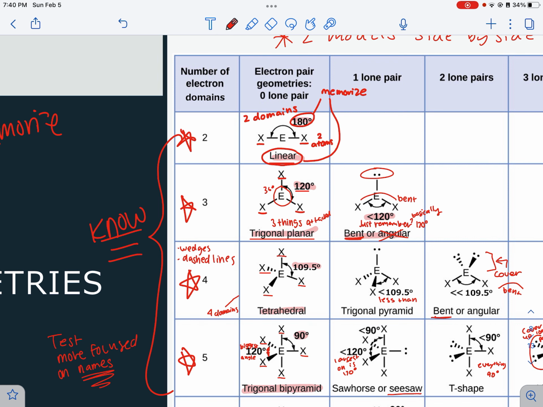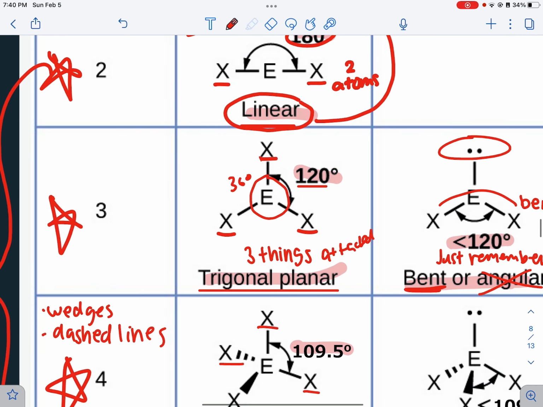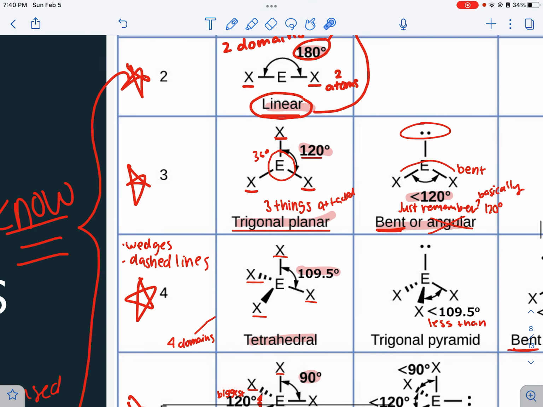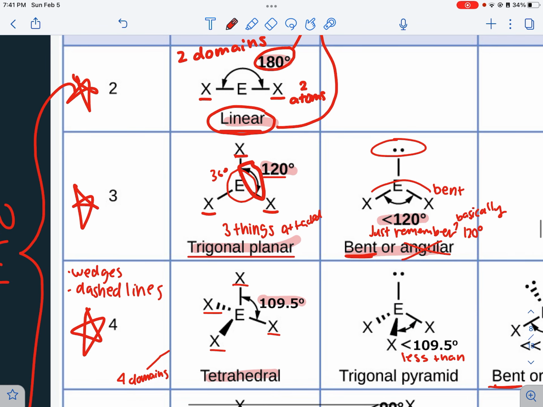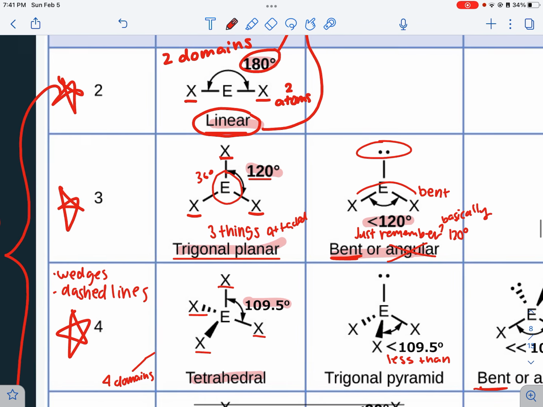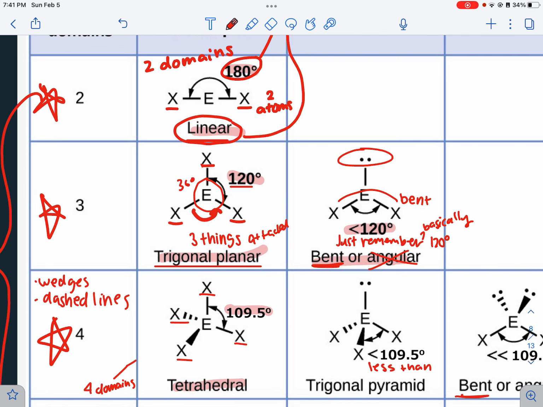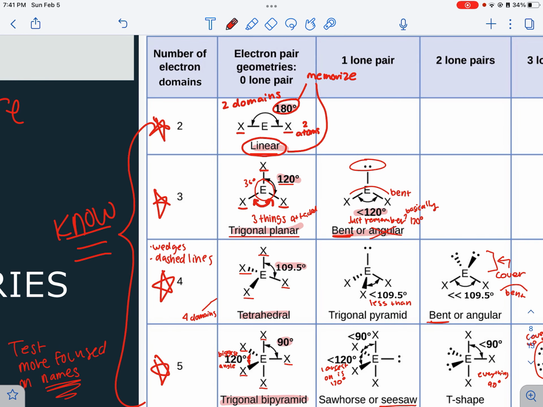But then we get into 3 domains. That's 3 electron domains, right? Each side is 120 degrees, and if you do it on all sides, it makes a circle, right? And then here, there's also 3 because a lone pair counts as a domain. It's a thing, right?